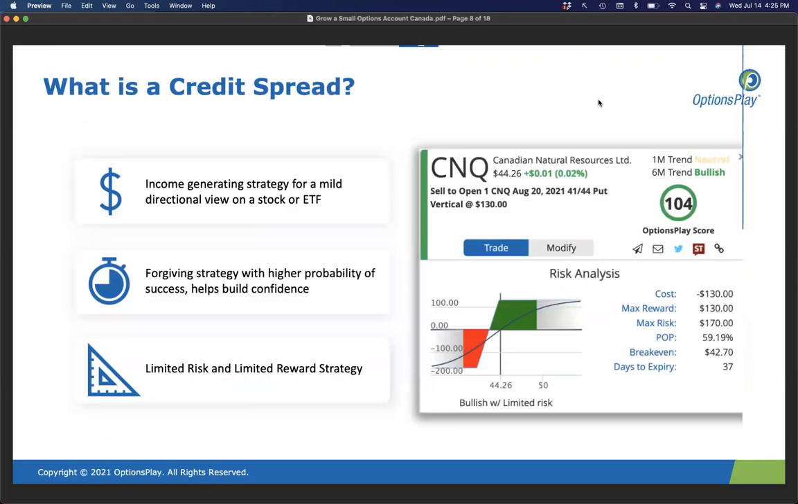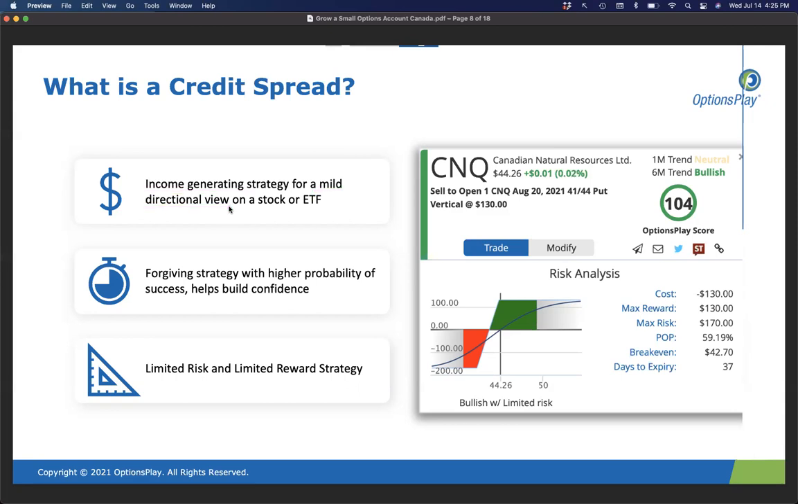So the strategy that I want to discuss is a credit spread. Some of you are familiar with this strategy, some of you are not, so I'm going to break it down and make sure everyone understands it. This is an income generating strategy on what we call a mild directional view. What I mean by that is that it's one of the few strategies where you can just have a loose directional view and trade.